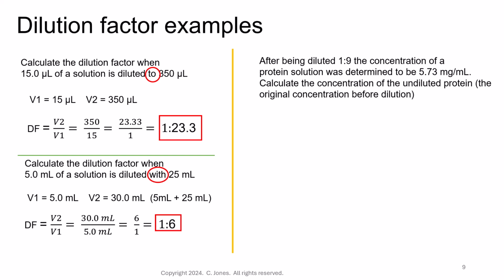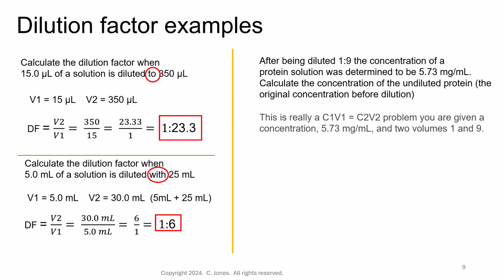Okay, now let's look at a correction, because that's really what we need to get to the bottom line about. So after being diluted 1 to 9, the concentration of the protein solution was determined to be 5.73 milligrams per mil. So this is the concentration after the original solution has been diluted. So the original concentration is going to be higher. So calculate the original concentration of the undiluted protein. That is before it was ever diluted, and we know it has to be higher than 5.73.